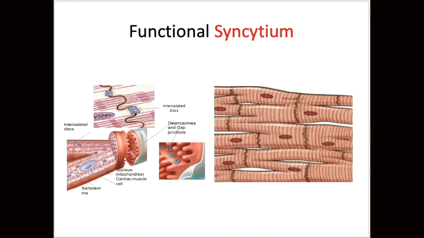So my dear students, according to this, the heart is composed of two syncytiums, the atrial syncytium and the ventricular syncytium, and these two syncytiums are separated by fibrous tissue and are connected functionally by the atrioventricular bundle.